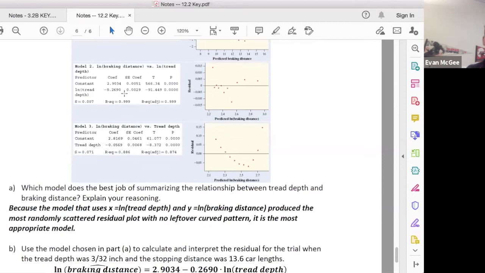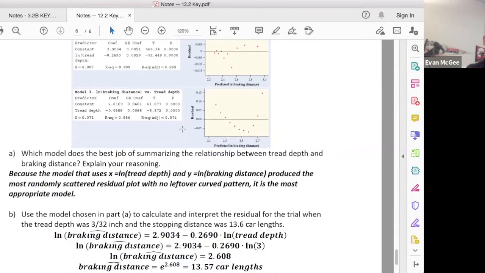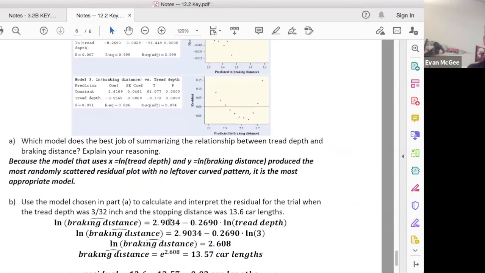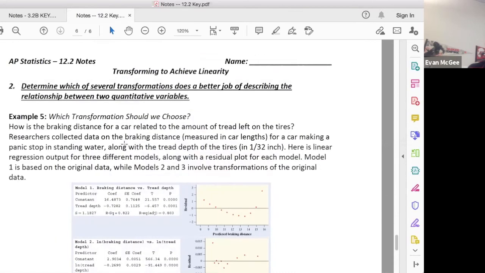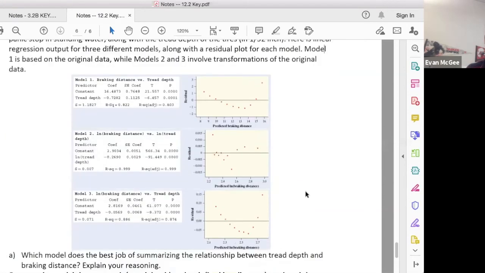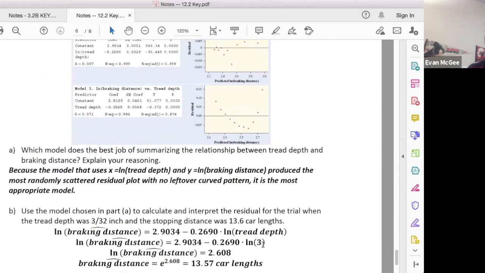So first we've got to get the equation, which you can see from Model 2. Here's your slope. Here is your y-intercept. And then all you're going to do is plug in 3 for the tread depth. And the reason it's 3 is because if you look back up here, they tell us that the tread depth of the tires is listed in 1/32 of an inch. So essentially 1 represents 1/32, 2 represents 2/32, 3 represents 3/32. So they're plugging in 3 here to represent the 3/32.